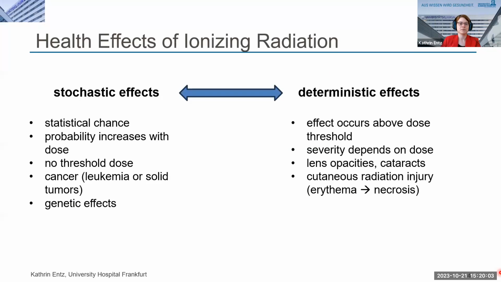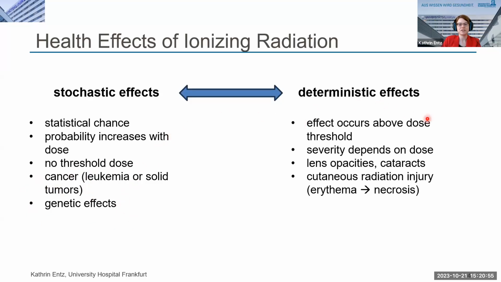Whenever we're doing imaging with ionizing radiation, we do have some health effects that we do not actually want. We can divide them into 2 groups, the stochastic effects and the deterministic effects. The stochastic effects describe a statistical chance that you see those effects. The probability increases with dose, so the higher the dose, the more likely it is that these effects will occur. And they do not have a threshold dose, so even very low doses might cause these effects. When I'm talking about effects, I'm usually talking about cancer, so leukemia or solid tumors, and we also have genetic effects that fall into this category.